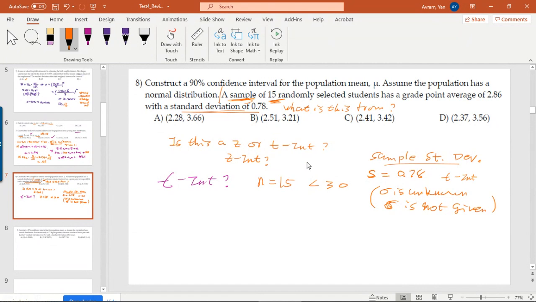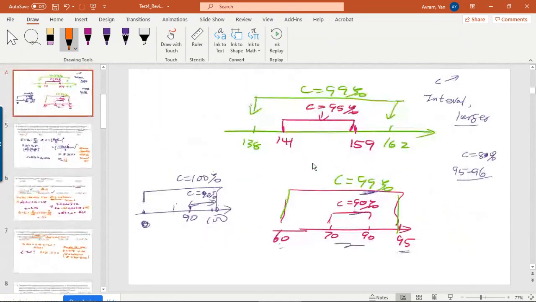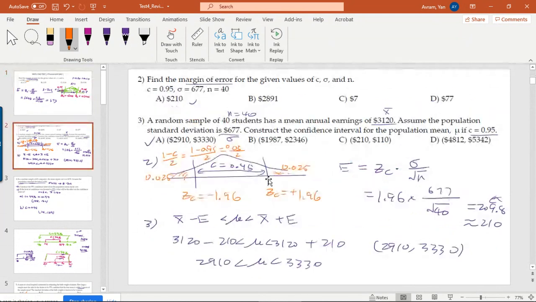All right, if you look at our previous sample here, this one tells you to use the T distribution and gives you the s, not a sigma. Then if you go back and look at this one right here, this one gives you a sigma, not an s. So that's why I know this one is a Z interval, because it's giving you the sigma here. If you didn't know the difference between sigma and the little s, now you need to know that.